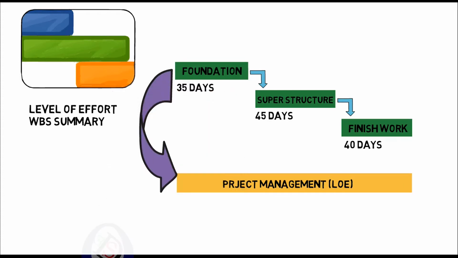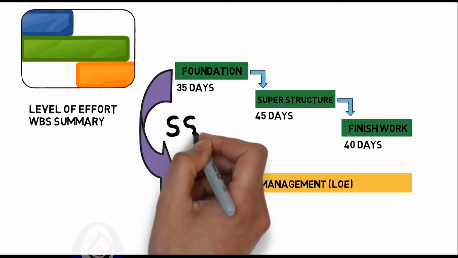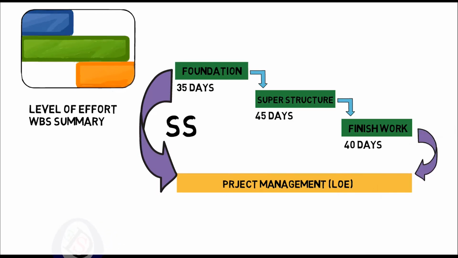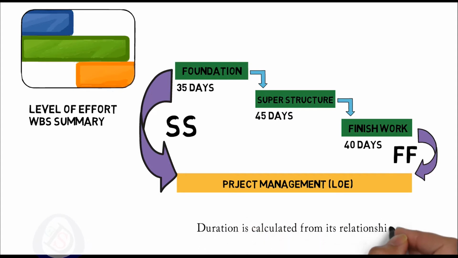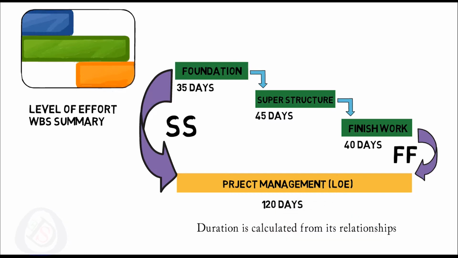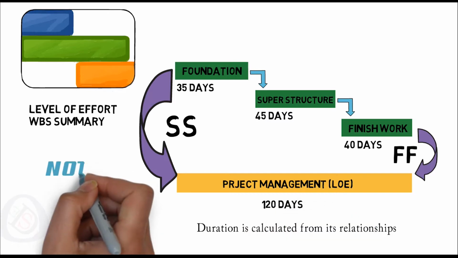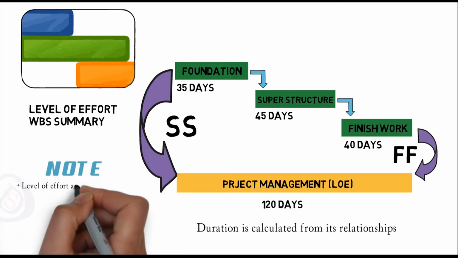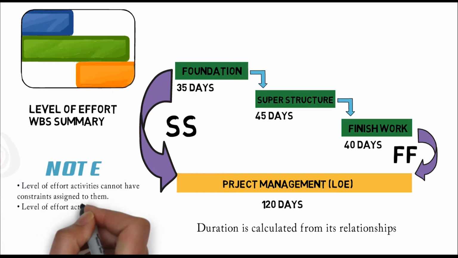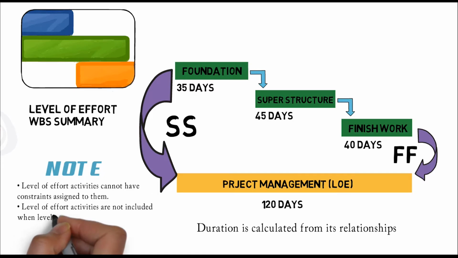This activity will be assigned a start to start relationship as successor from foundation, and a predecessor to finish work, and that relationship will be finish to finish. Duration is calculated from its relationships, and the total duration will be 120 days, calculated from foundation to finish work. Note that level of effort activities cannot have a constraint assigned to them, and level of effort activities are not included when leveling resources.